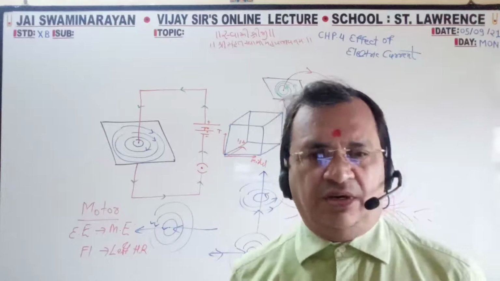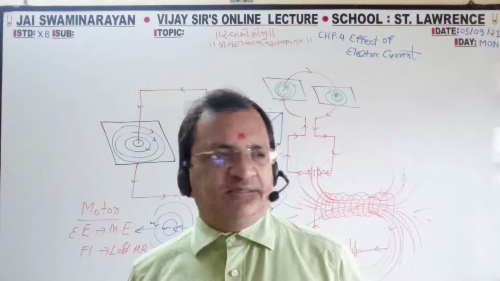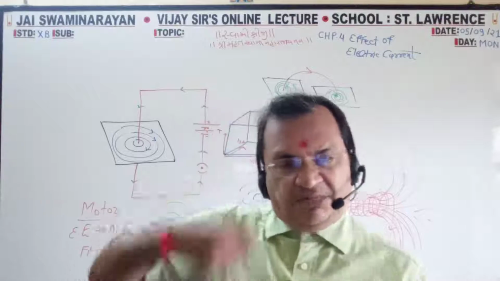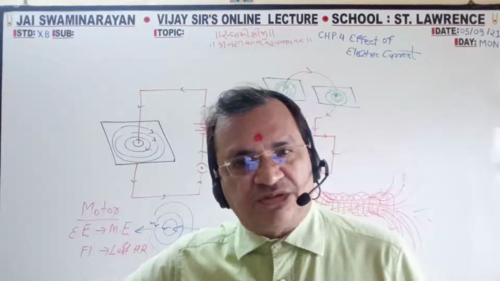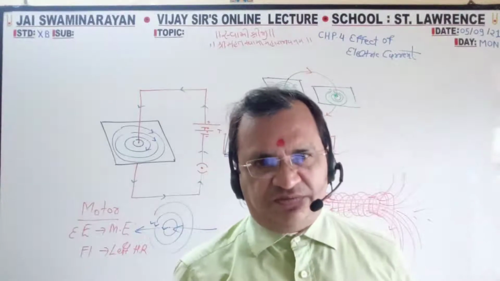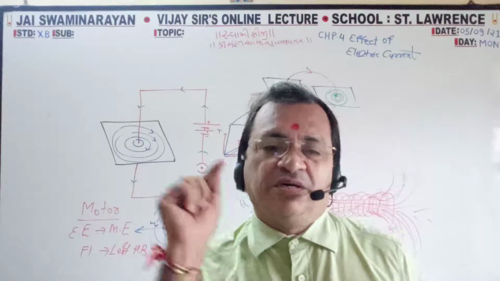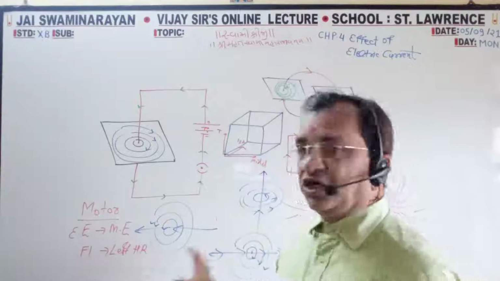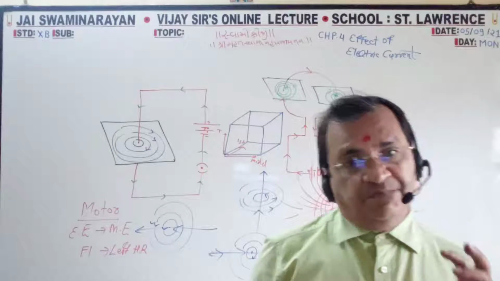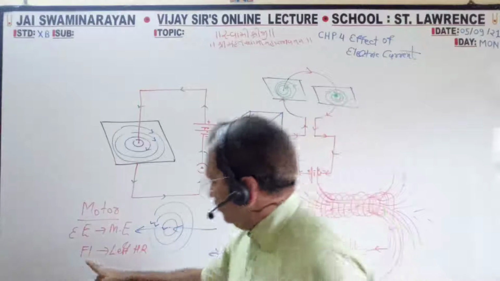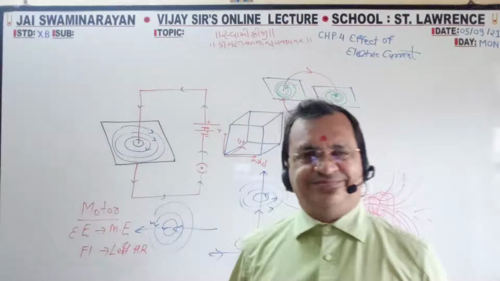In a motor, wherever we supply electric current, Fleming's left hand rule. In a generator, in a dynamo, by giving mechanical force, electric power will be produced. That is a generator. Motor: electric into mechanical. Generator: mechanical into electrical, the opposite. So at that time Fleming's right hand rule.